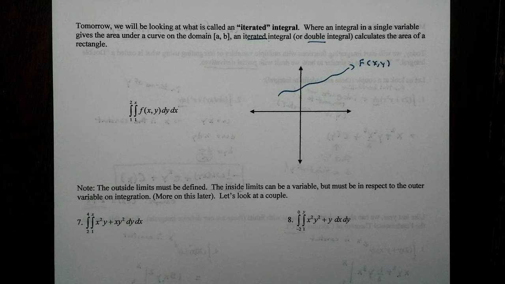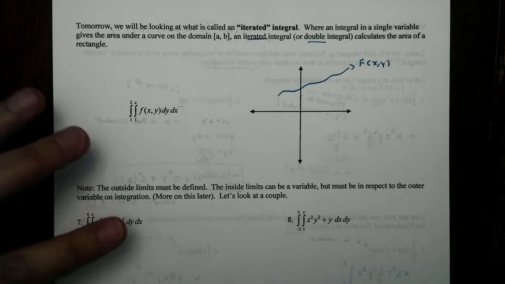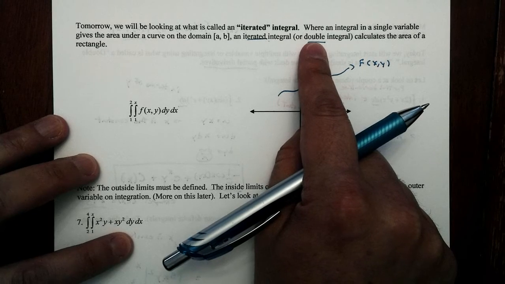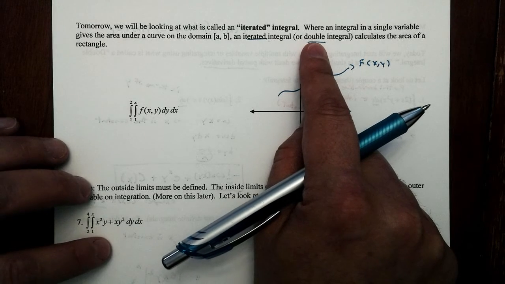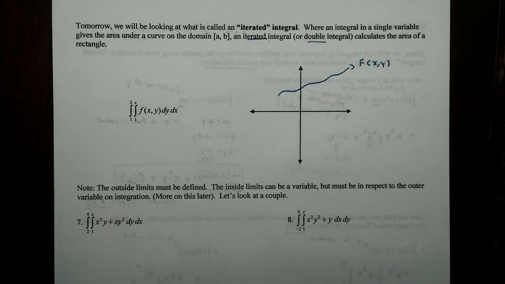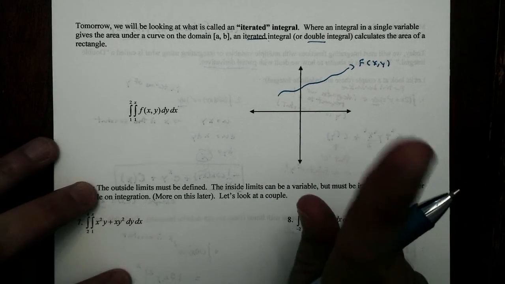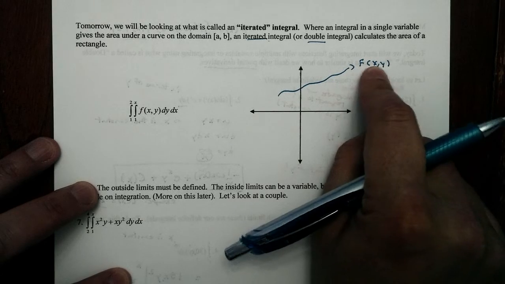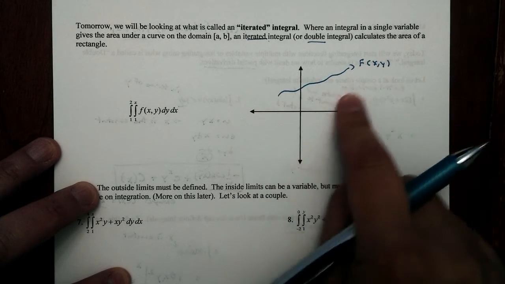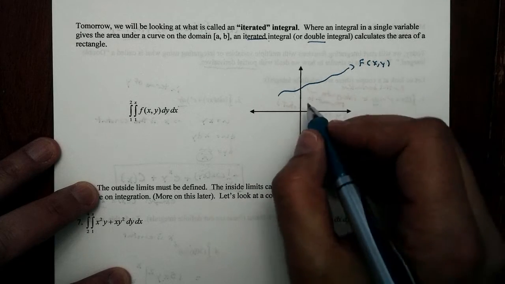Hi, welcome back. Tomorrow we're going to take a look at something called an iterated integral. Now an iterated integral is just what we call a double integral, and the use of it is very similar to what we did last year in single variable calculus. It's used to find area. So let's say we have a function that's in terms of x and y, and we have this area. We want to find the area underneath this rectangle.